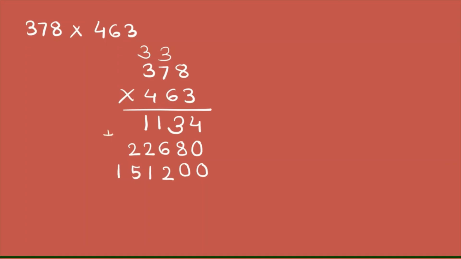Now add all these numbers. So 4 plus 0 is 4. 3 plus 8 is 11. 1 plus 6 is 7, plus 2 is 9, plus 1 is 10. 1 plus 1 is 2. 1 plus 2 is 3, plus 1 is 4, plus 1 is 5. And 2 plus 5 is 7. And 1 will come as like this. So we have answer as 175,014. I hope that helped.